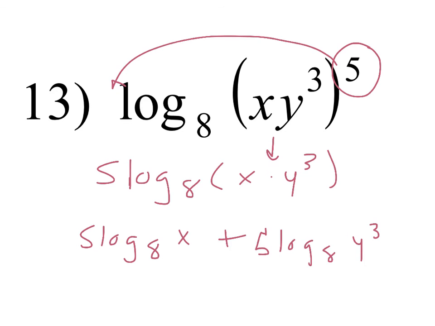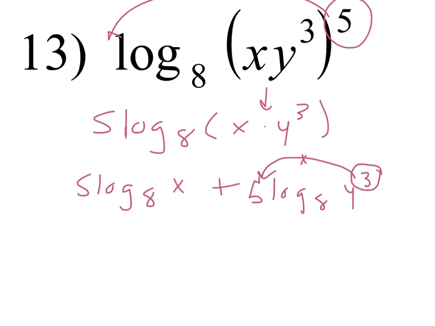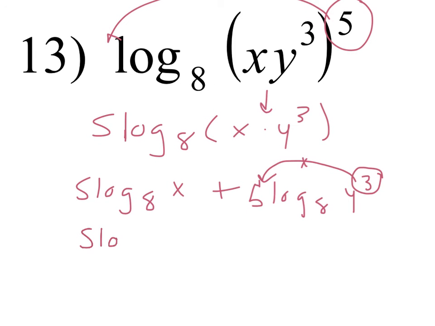And now the last thing we need to do is take our power and bring it to the front. Since we already have a number out front, we just multiply these two together. So we're just multiplying the 3 times the 5. So we have 5 log base 8 of x plus 3 times 5 gives us 15 log base 8 of y. Any questions here?